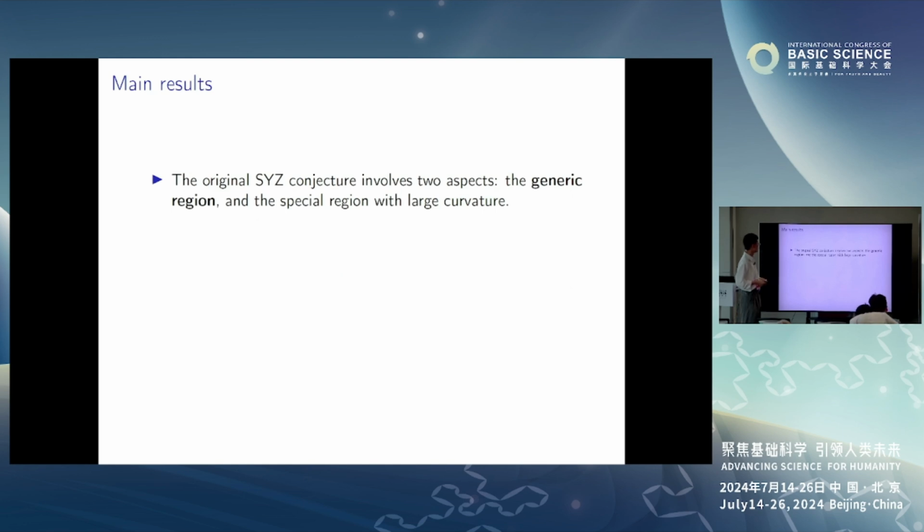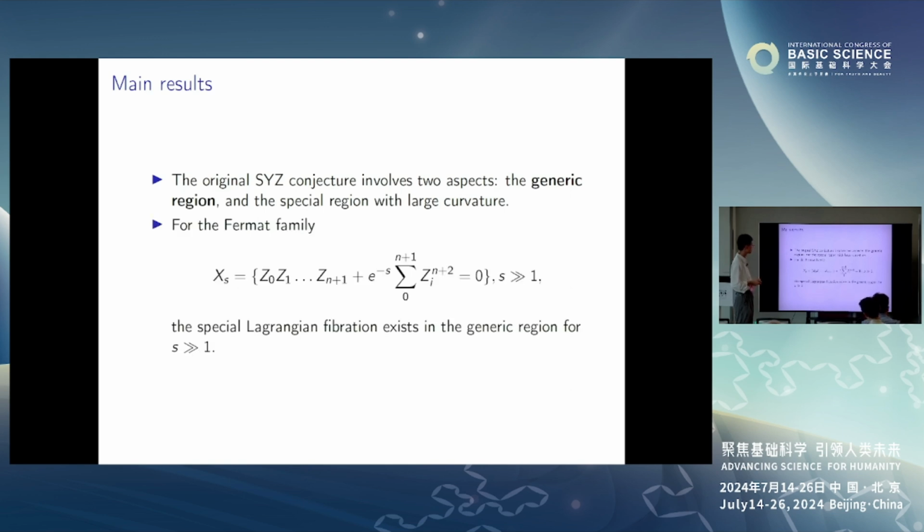So let me give you a summary of what's known, and then say a few things about what's expected or conjectural. The original SYZ conjecture involves two aspects: the generic region, and the special region where the curvature is very big. The first result in general dimensions is for the Fermat family, which is quite explicit. What's known is that the special Lagrangian fibration exists in the generic region when S is very large. More precisely, when S is very large, you can find a large open subset on which you can find a special Lagrangian fibration.